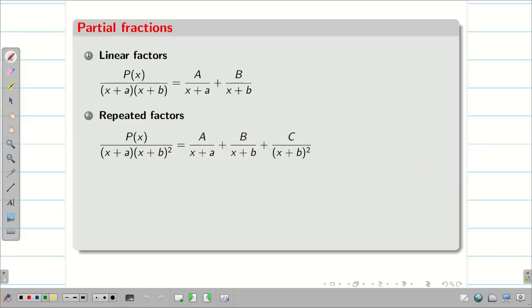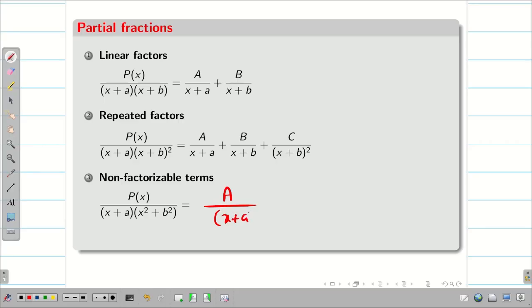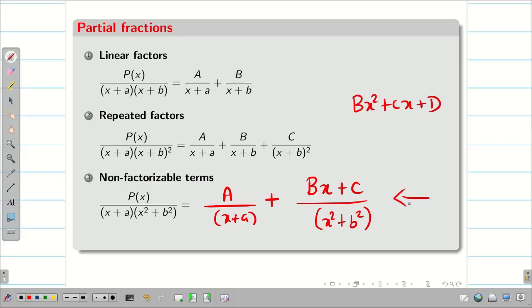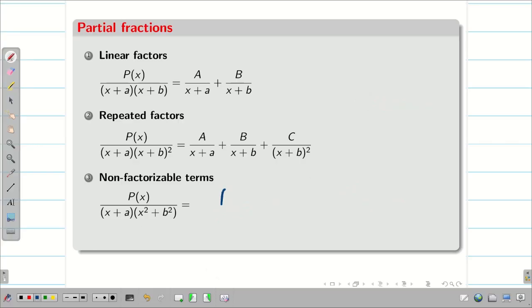Hope you understand, students. Next, if the denominator has non-factorizable terms, for example, (x plus a) into (x square plus b square). In this situation, what we do, we write A by x plus a plus, for the denominator x square plus b square, we write this as Bx plus C. If the power is 2, we have to write Bx plus C. If the power is 3, we have to write Bx square plus Cx plus D. And this is not the only way to express. I can express this as, like, first the non-factorizable term, Ax by x square plus b square, divided by x square plus b square.